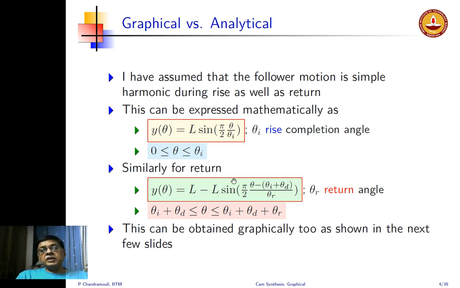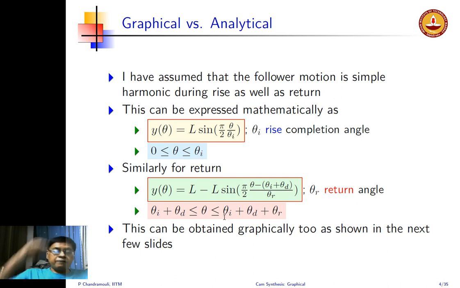Similarly, for return: theta I is the angle of cam rotation for rise. Theta D is the angle for which it remains dwelling at one position, the topmost open position. And theta R is the return angle. So for the return, we can write this as L minus the same sine equation. When theta equals theta I plus theta D in this equation, you can see that this will be 0. Therefore, it will remain at L. And then when theta reaches theta I plus theta D plus theta R, I get the displacement to be 0.